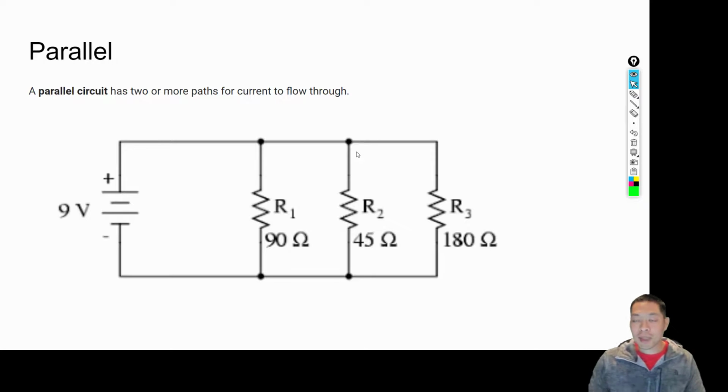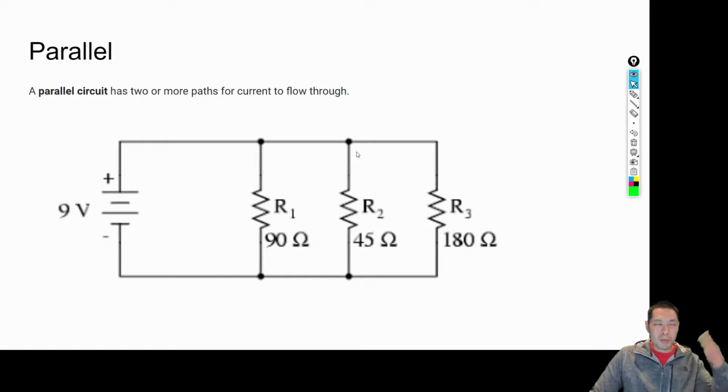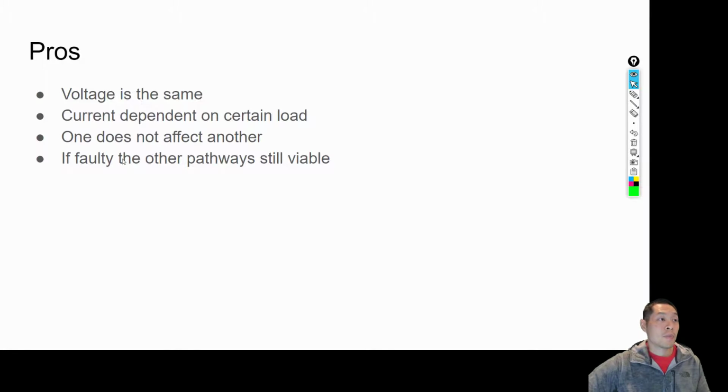Now for parallel, kind of the opposite. All the cons of a series become the pros of a parallel. Does not affect one another. So if you add a bunch of light bulbs, they're all going to be the same brightness. Adding another one won't affect the original one. If one of the pathways is faulty, it does not stop the other ones. So if one light bulb goes off, the other pathways are still viable, so they still work.